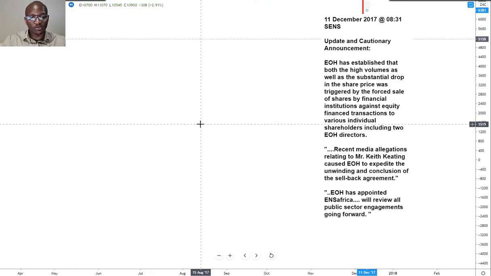And within that SENS announcement, they made mention that recent media allegations relating to Mr. Keating caused EOH to expedite the unwinding and conclusion of the sellback agreement. So you can see here now EOH are basically selling back the companies they bought from Mr. Keating, almost being forced by circumstances due to allegations and them wanting to distance themselves from Mr. Keating.